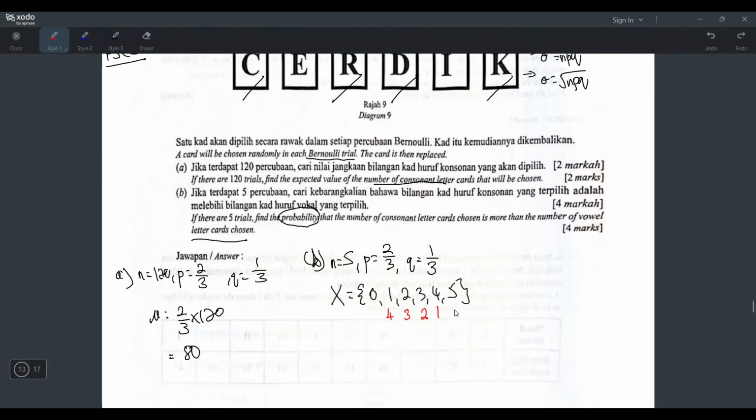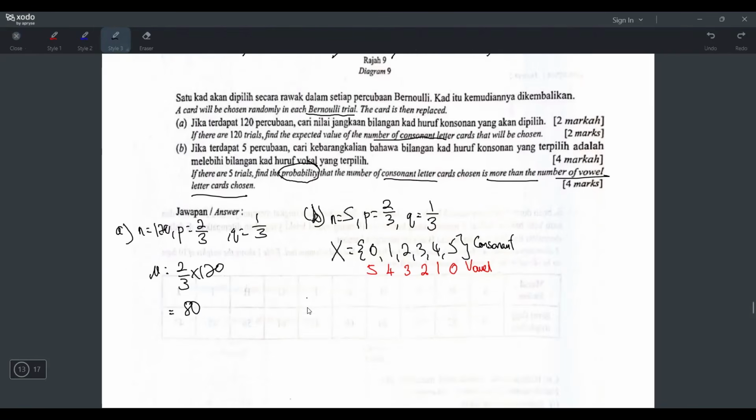Then that means 0 time I get vowel. And if I get 0 time consonant, that means 5 vowel. You understand, right? So the red color one is for vowel, and the black color one is for consonant. Right? And now let's see what they want. They want the probability that the consonant count is more than the vowel. So which one do you think I have to do?